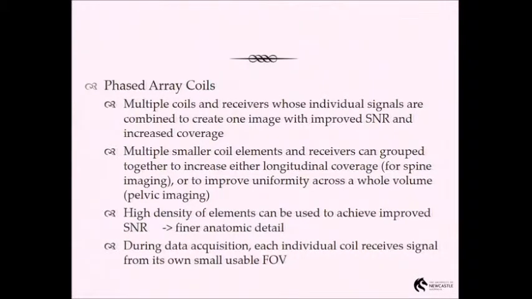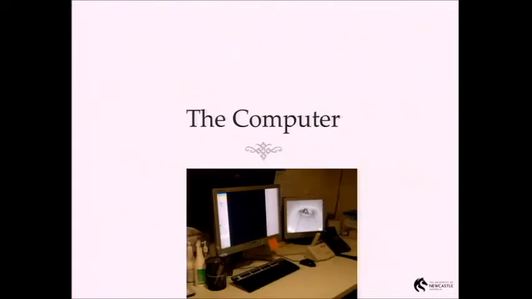And when I used to do them, I used to mark on the patient's skin so that when they went down for their therapy, it was quite easy to work out, based on the patient's surface anatomy, the area of interest where it had occurred. So the high density of elements can be used to improve the signal to noise ratio and give you finer anatomic detail. And during acquisition, the individual coil receivers only receive signal from their own small field of view, and that gets all added together in the reconstruction process to make the image.